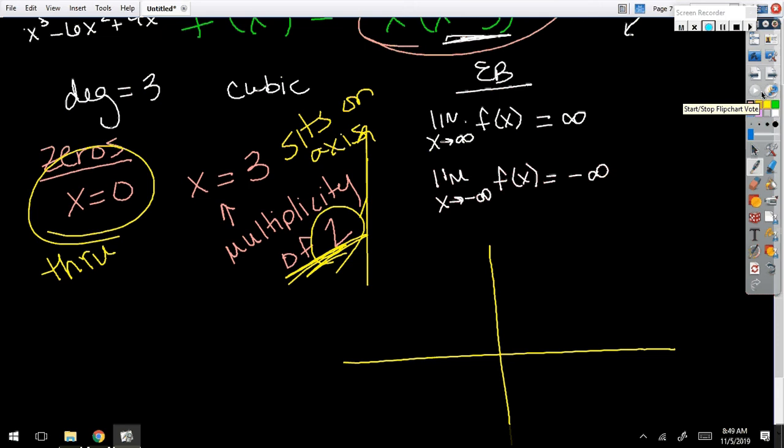Right, so let's look at what we know. We know that at 0, it's going through, and at 3, it sits on the axis. I just don't know if it's above the axis or below the axis. So here's what we have to do. We're going to pick points.